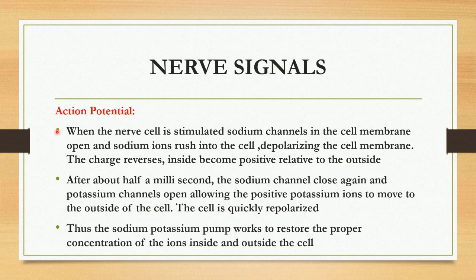When the nerve cell is stimulated, the sodium channels in the cell membrane open and sodium ions rush into the cell, depolarizing the cell membrane. The charge also reverses. Inside the cell becomes more positive relative to the outside. After about half a millisecond, the sodium channels close again and potassium channels open, which allows the positive potassium ions to move to the outside of the cell. The cell is quickly repolarized. Thus, the sodium-potassium pump works to restore the proper concentration of the ions inside and outside the cell.